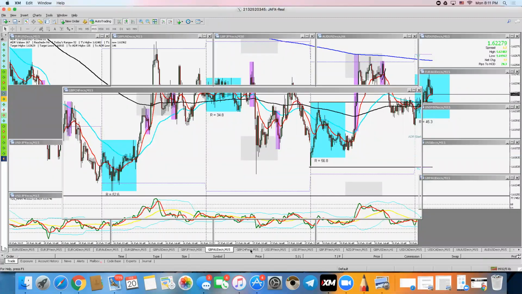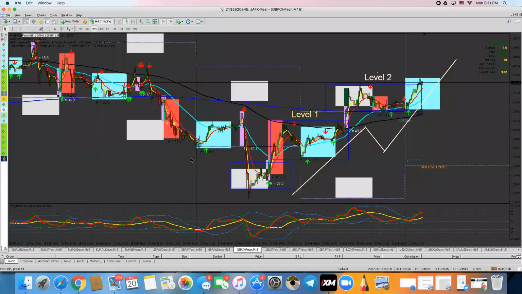All right, let's go next. Another pair that they moved, this one. Yeah, they moved this one also, right? They moved this pair, okay? They moved this one too. So they moved 2 pairs last night for London.